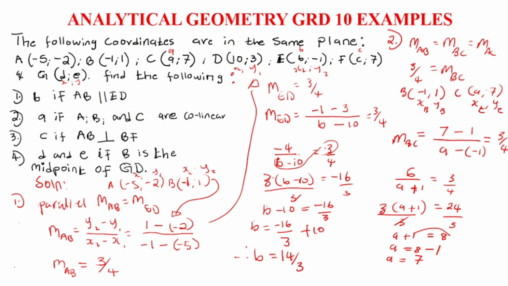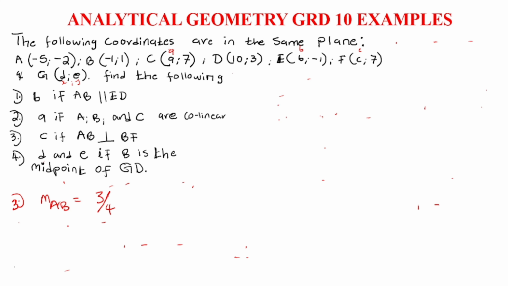Now let's have a look at question number 3 as well. Okay, so according to analytical geometry, if two lines are perpendicular to each other, the product of their gradients must give us minus 1. Okay, so we know this for a fact.